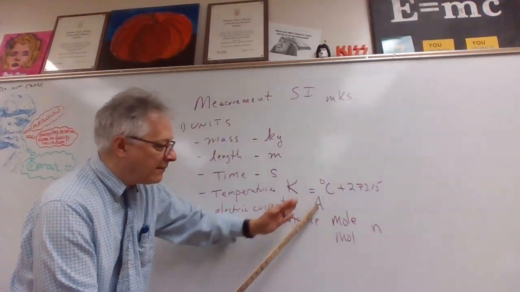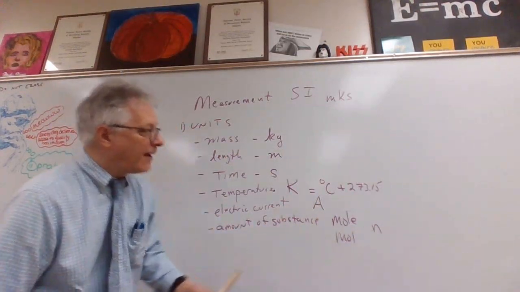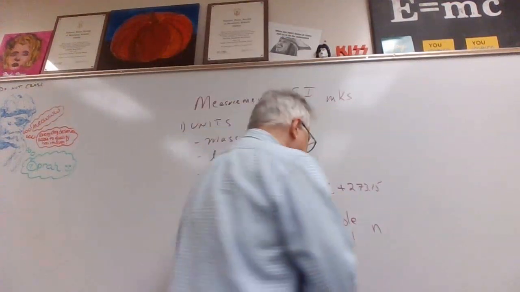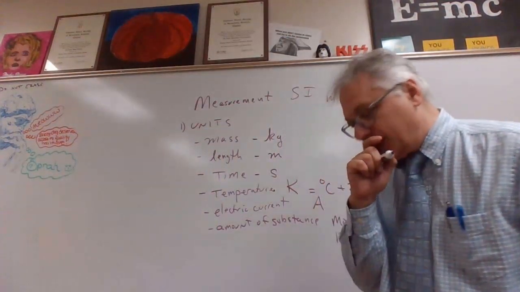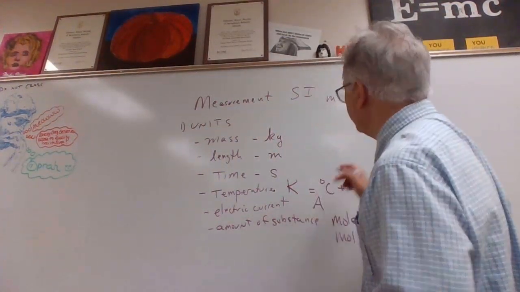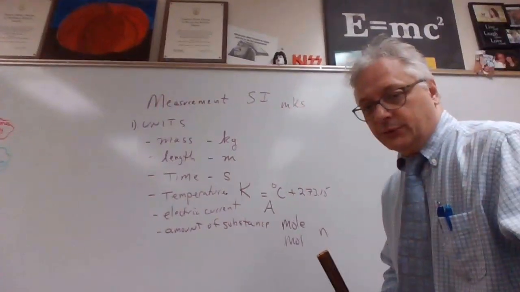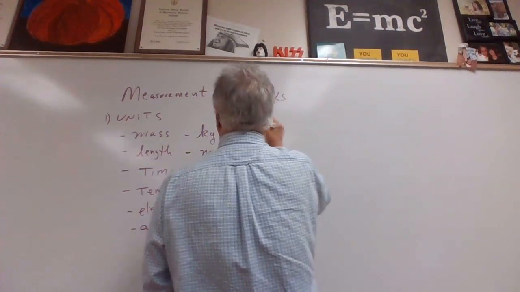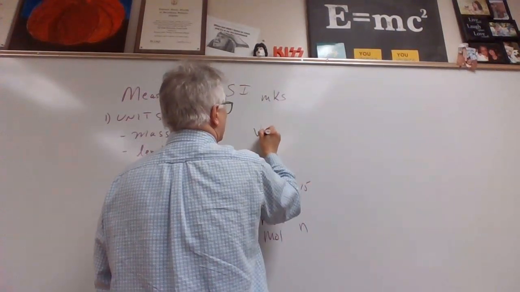So these are fundamental units: mass, length, time, temperature, electric current, and amount of substance; kilogram, meter, second, Kelvin, ampere, and mole. Now, what do I mean by building other units? Well, let's take a look at, for example, a unit of volume. So volume is a derived unit.